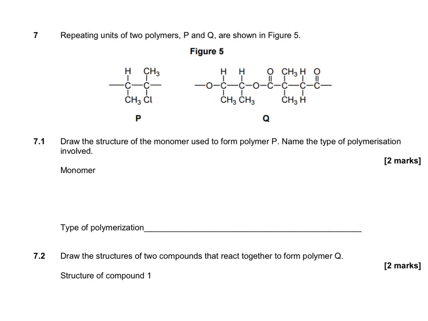Repeating units of two polymers P and Q are shown in figure 5. Draw the structure of the monomer used to form polymer P. Name the type of polymerization. So if we have a look at P, P looks like it's formed from an alkene, so that's addition polymerization. So let's put that in first. And then if this is our repeating unit, that's where the double bond was originally that will have broken. So we put that back in. And then what's around that at the moment stays there. And that's going to be the structure of the alkene that it was formed from.